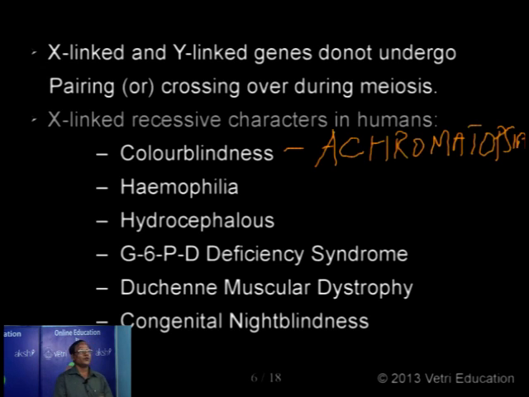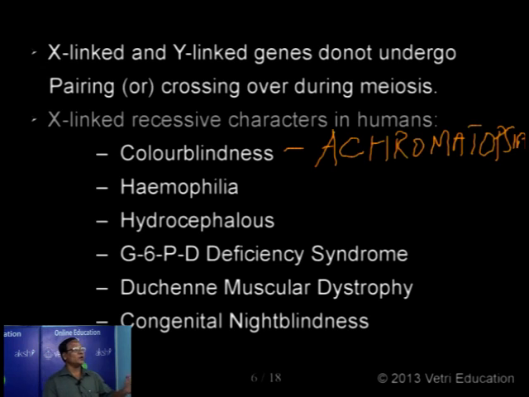Another one, hemophilia, comes later. Bleeder's disease. Then hydrocephalus, a kind of congenital muscular dystrophy. G6PD deficiency syndrome. Duchenne muscular dystrophy, the famous one nowadays, is very common just after the onset of disease, more and more in the case of children, particularly in the case of boys. And lastly, congenital nyctalopia or night blindness.